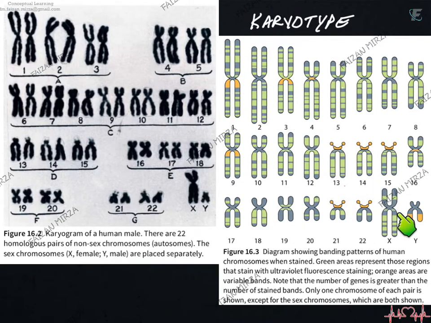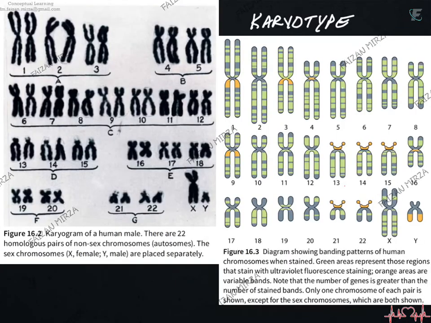A karyotype can also be displayed in this way, where the pairs are not shown, rather the chromosomes are shown singly. The other partner of the pair is not shown. In this way, you can see that all the 23 chromosomes have been lined up. These are the 22 autosomes, and this is the X and Y chromosome. All these chromosomes 1 till 22 are the autosomes, and this is the XY chromosome. We group them in groups A, B, C, D, E, F, G, depending on the size of the limbs of the chromosome and the position of the centromere.